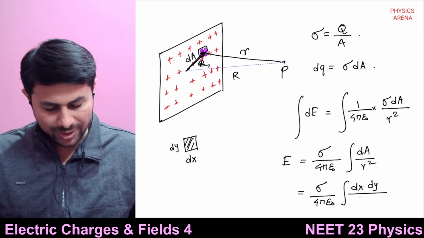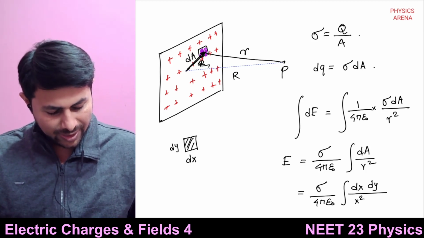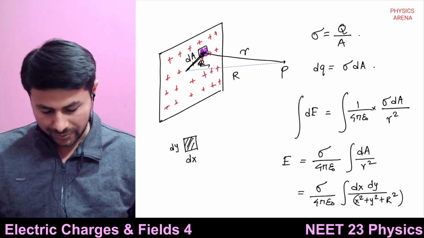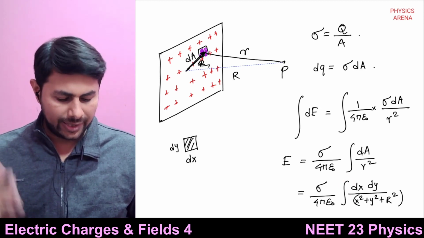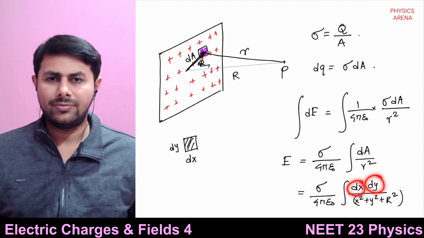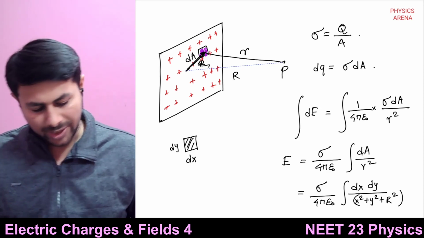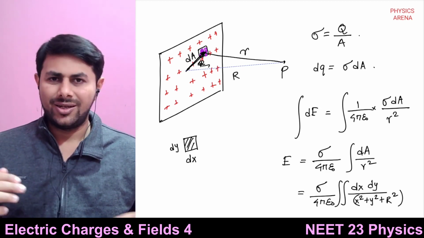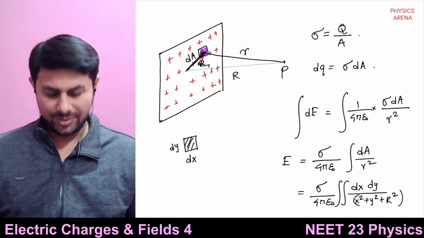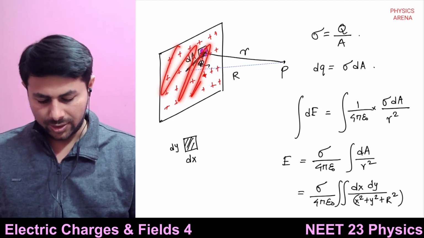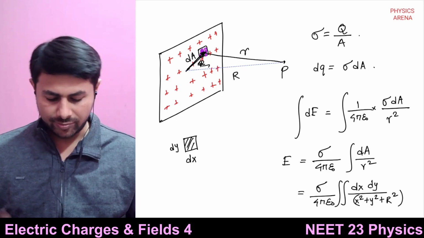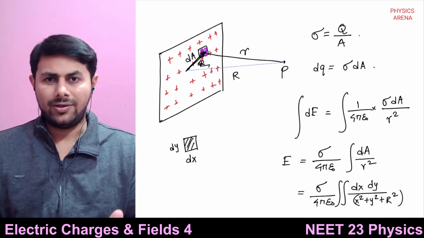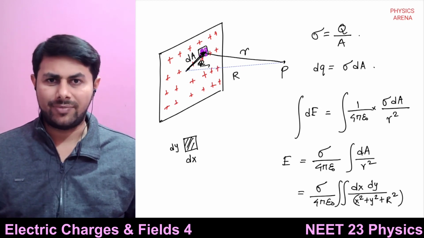So think about this integral now. So you will have x square plus y square plus r square. Okay, so this is an integral in x and y. So this is not a single integral, this is a double integral. This is for surface charge density. So this will come when you have a sheet, rectangular sheet, circular sheet, or any kind of charge sheet, or if you have a shell, in that case also this kind of integral will come.